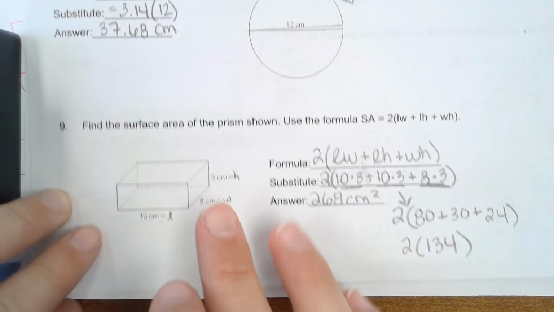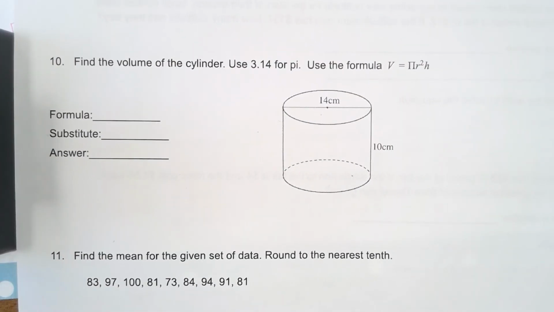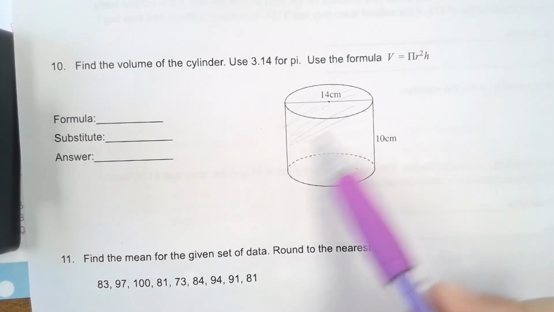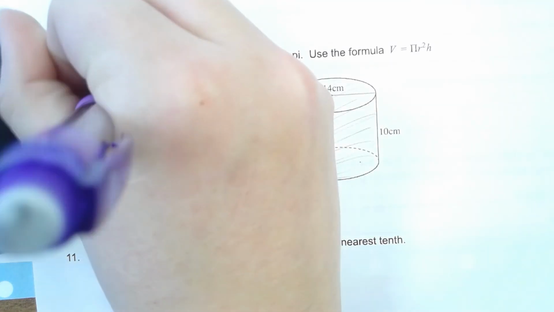Alright guys, moving on. Number 10, find the volume of the cylinder. So remember, volume is talking about the amount of space on the inside of this object. So our volume formula is pi r squared h.